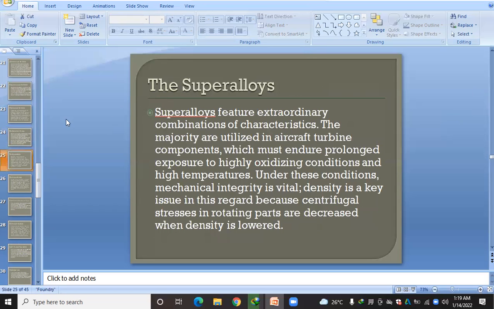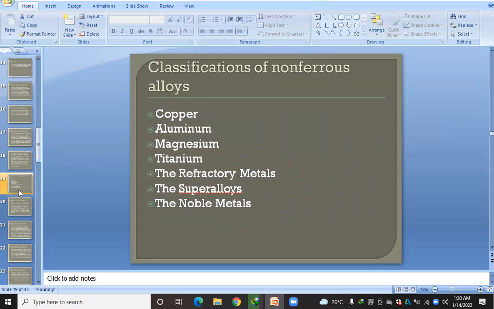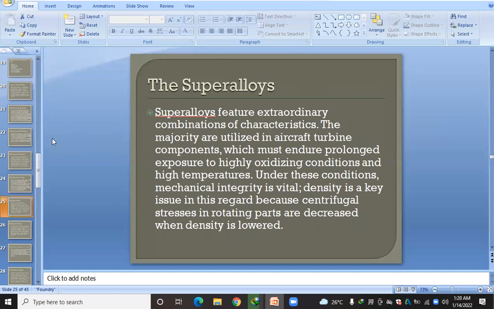Next is the super alloys. These are one type of non-ferrous alloys.